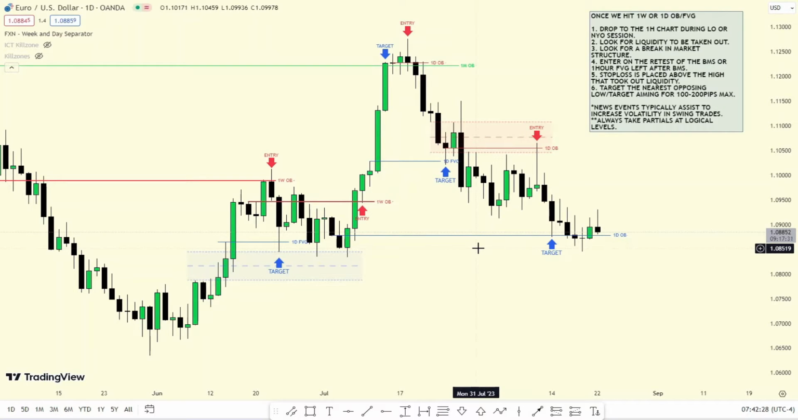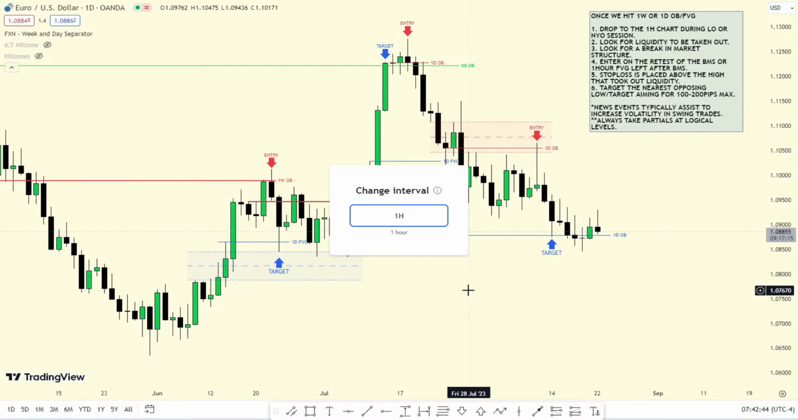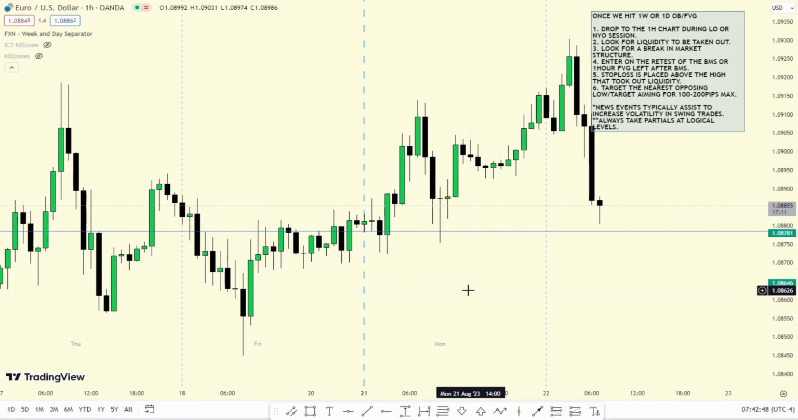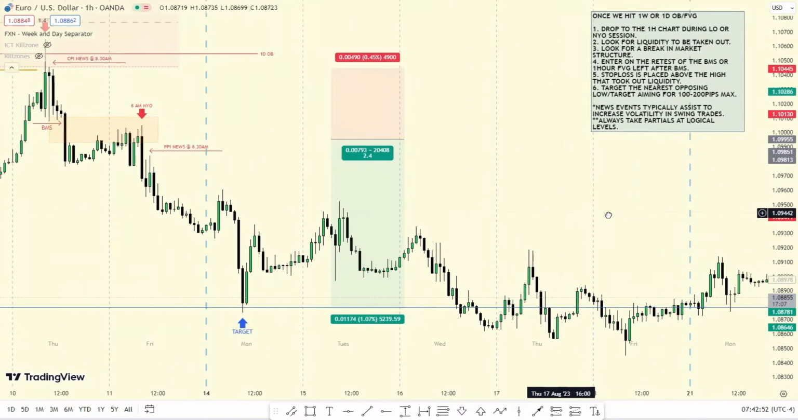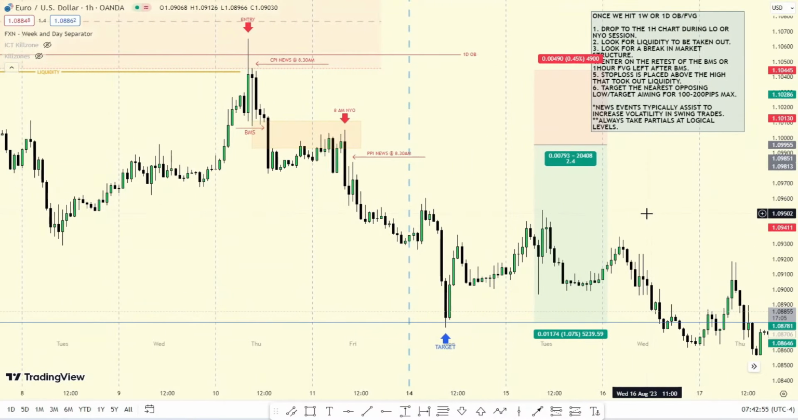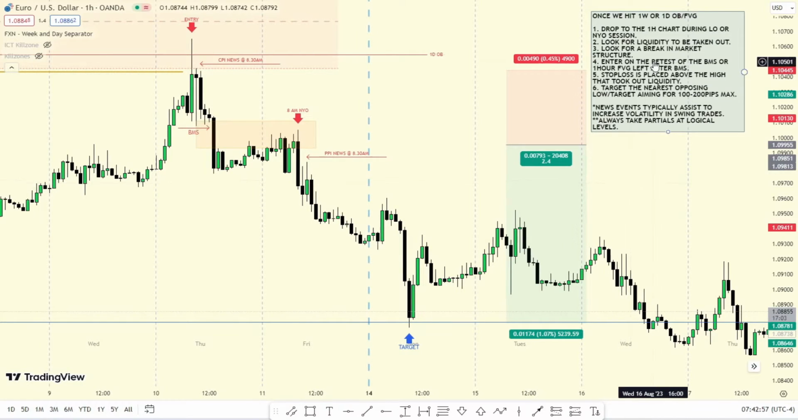Essentially, once we hit those weekly or daily targets, or rather daily order blocks and fair value gaps, you want to drop now to the 1 hour chart to seek setup opportunities. I'm going to show you exactly how those setups should look. So let's drop to the 1 hour chart. The first thing is you want to drop during London Open or New York Open sessions. So this is the first example.